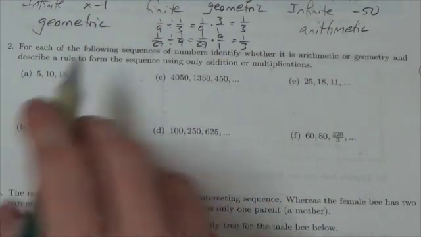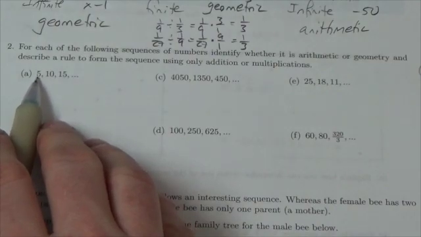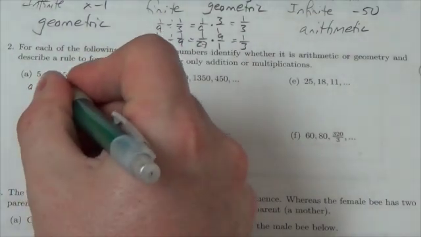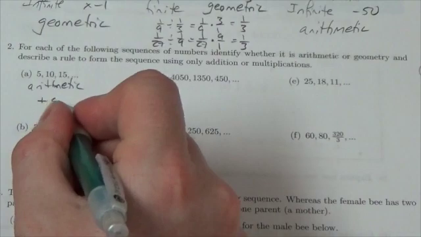From 5 to 10, 10 to 15. Okay. Notice that it's not a multiple, because if it was a multiplication, I'd go 5 to 10, then I would go 10 to 20. So this has got to be arithmetic. And what I'm doing here is I'm adding 5.